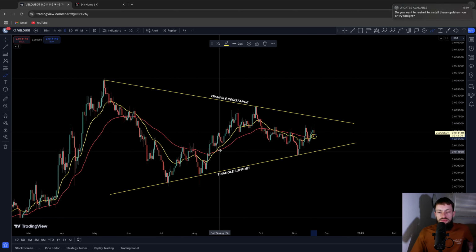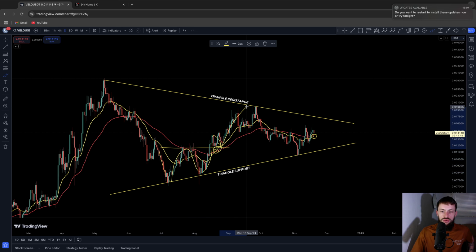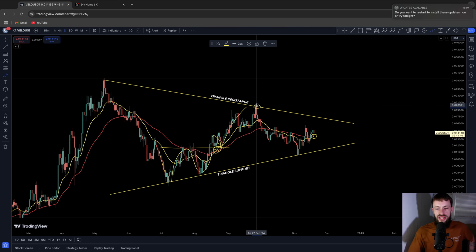Now, the last time this bullish cross occurred for VELO was back in August, where we held support on this previous double bottom, the 0.007 low, which is our lows. We had this double bottom, we broke out, back tested the EMA cross for support, and then we shot off into our resistance point here on the daily, which was 0.020 on Friday the 27th of September.